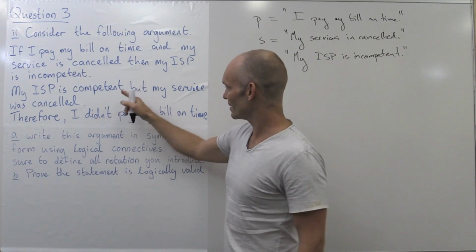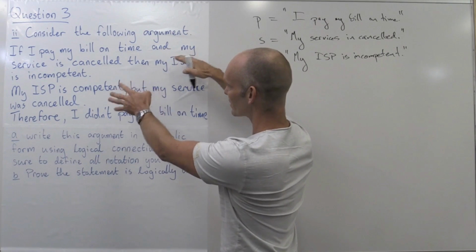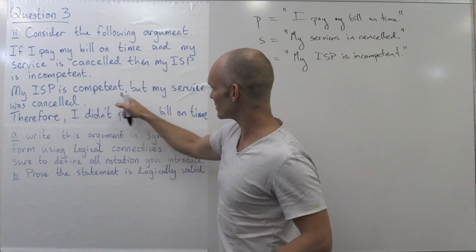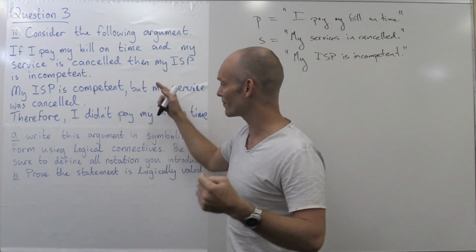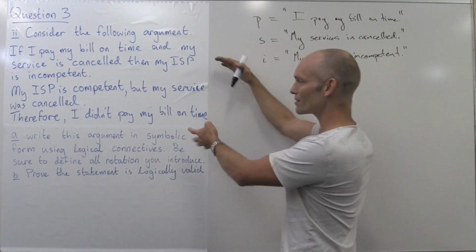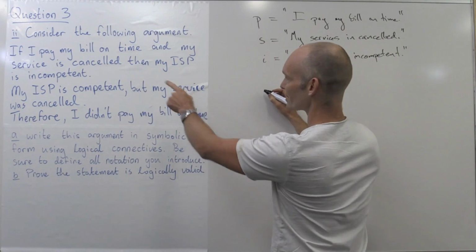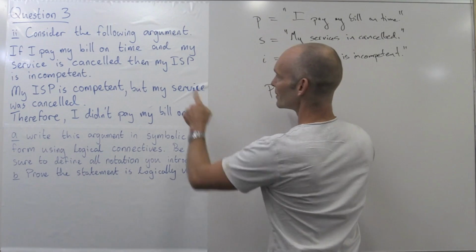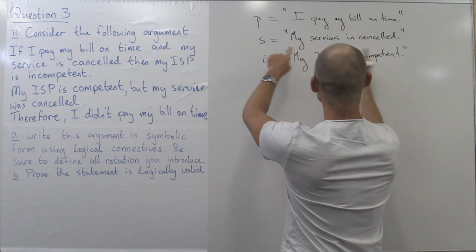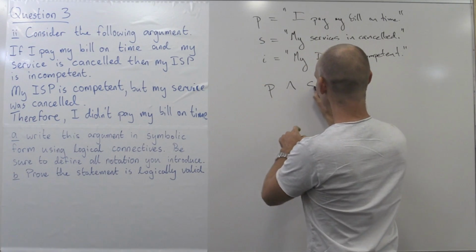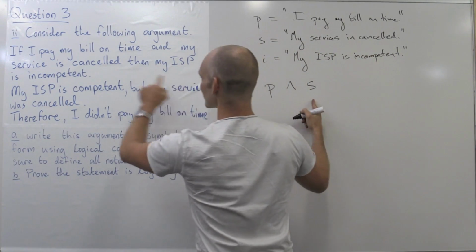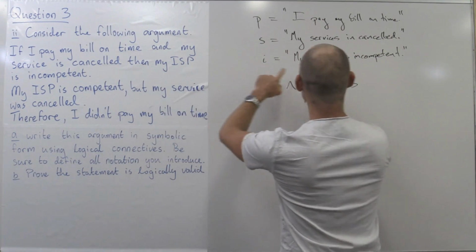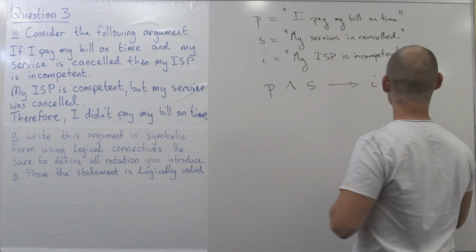Now, there are some statements here. So, if something and something, then something. And the second statement is this, but, and here but means and, then therefore I didn't, etc. So let's try to break that down. If I pay my bill on time, that was the first one, P, and something else, that was the second one. So here we have and. If these two things are true, then, so we have the then arrow, my ISP is incompetent, which is the I.